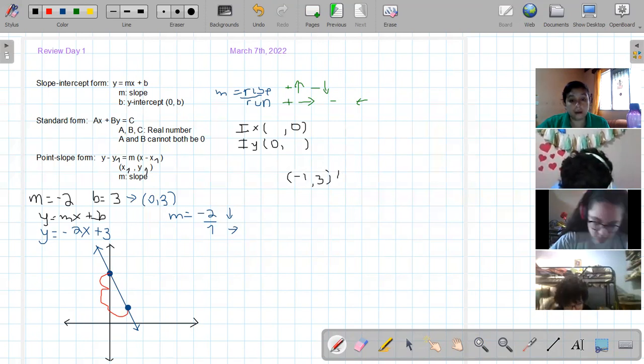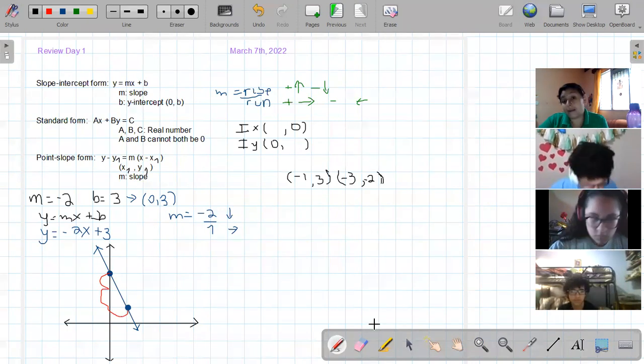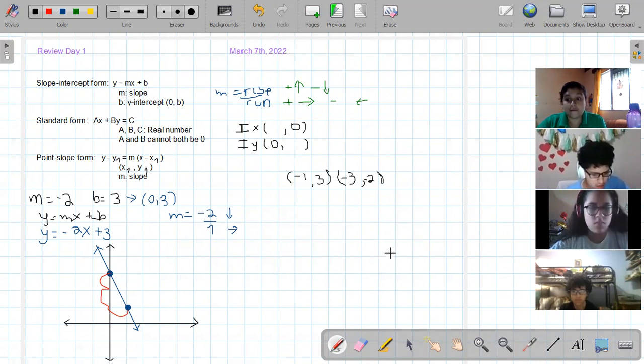Okay, so I'm going to write here (-1, 3) and (-3, -2). I'm just giving you that: (-1, 3) and (-3, -2). And I'm asking you to write the equation in point slope form, to transform it to slope intercept form and standard form, and then graph it in point slope form.